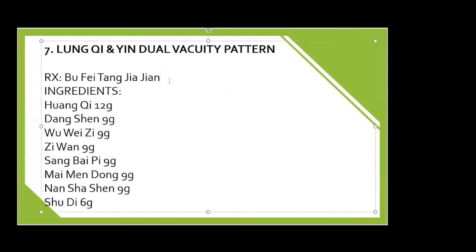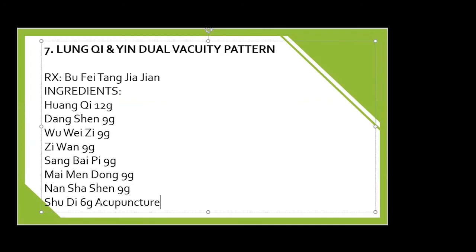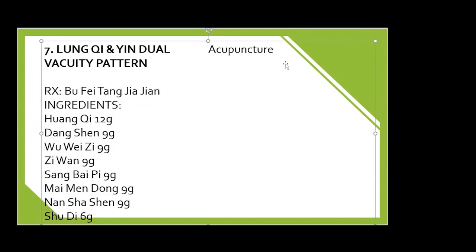I will try the other way here. So for acupuncture, we can use Lung Nan. That's the back shu point of the lung, Bladder 13, the back shu of the lung.